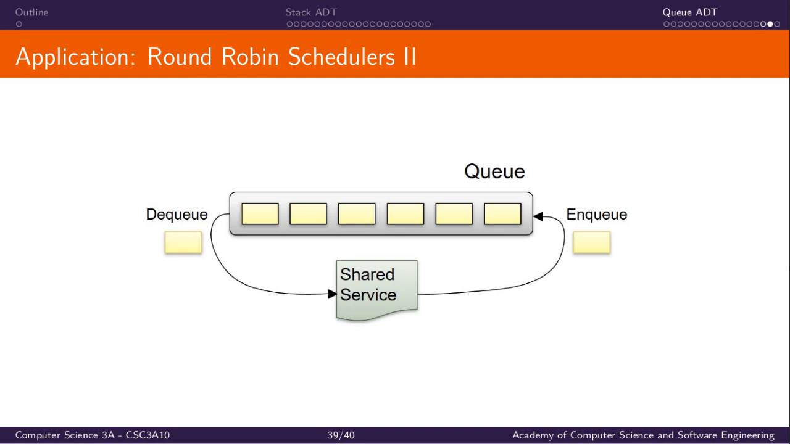What would that look like? So simply we dequeue from the front, give it access to whatever resources actually service this query or this request, this application, and then add it to the back of our queue. And this will achieve what we want.